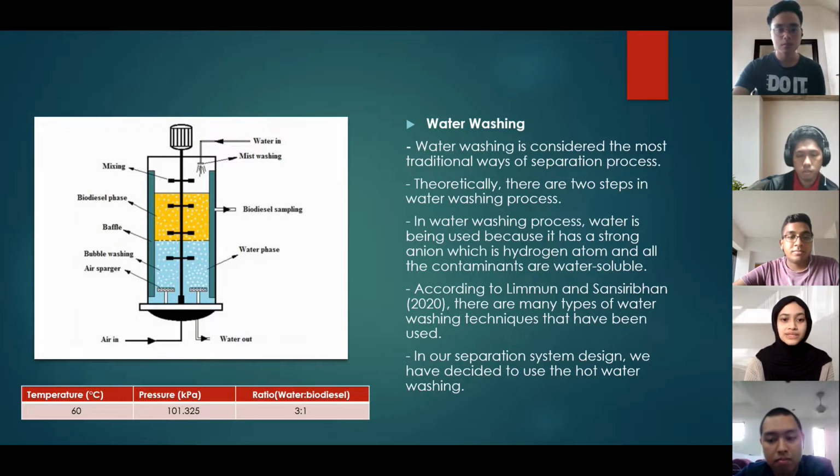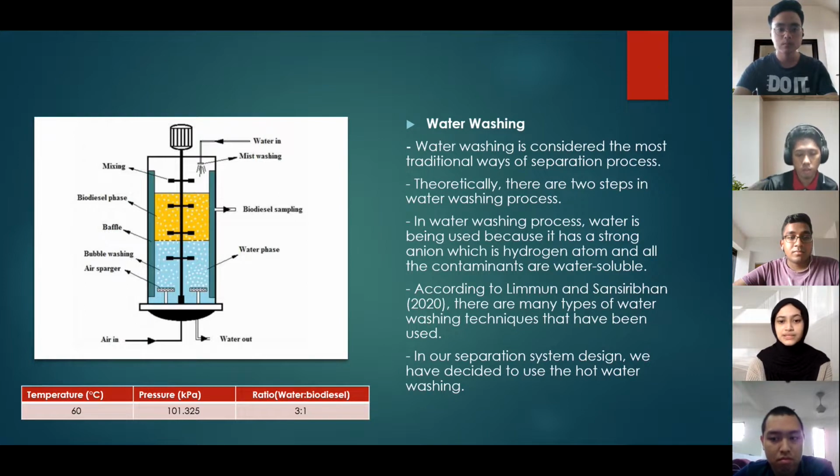Some types of water washing techniques that have been used include bubble washing, stirring methods, spray washing, and hot water washing methods. In our separation system design, we have decided to use the hot water washing method. The reason for this is that this method has shown increased yield and purity of biodiesel and meets the biodiesel standard. It has also been reported that the unreacted catalyst, sodium hydroxide, and glycerol can be removed using hot water washing at 60 degrees Celsius and a volume ratio of 1:1:3:1 of water to biodiesel after 20 minutes.